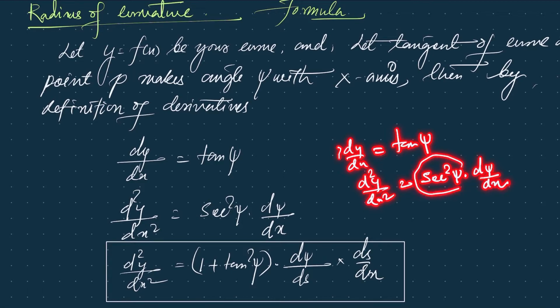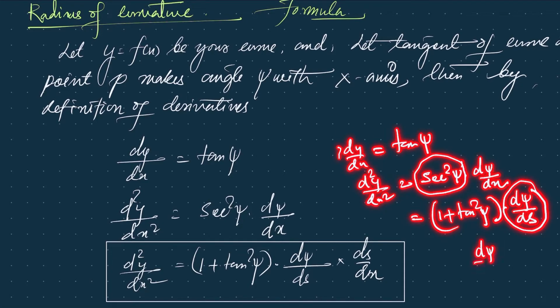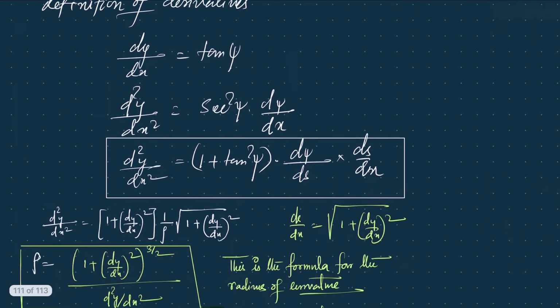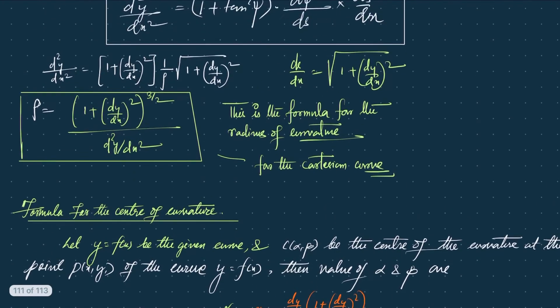Now sec square of psi is equal to 1 plus tan square of psi, into d psi by dx. We can write d psi by dx as d psi by ds into ds by dx. But what is d psi by ds? It is equal to the curvature. I think you didn't understand, right? Okay, I'm going to make this very clear.